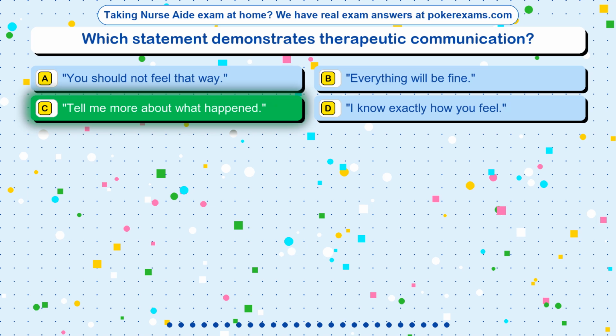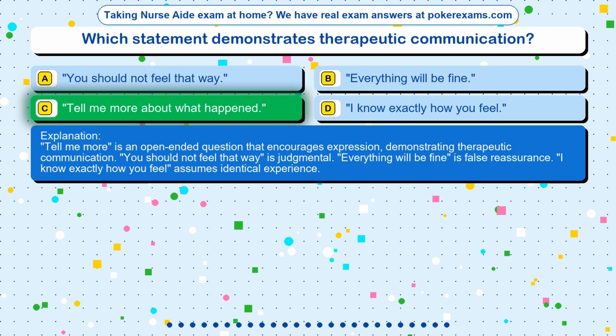The correct answer is option C, tell me more about what happened. Tell me more is an open-ended question that encourages expression, demonstrating therapeutic communication. You should not feel that way is judgmental. Everything will be fine is false reassurance. I know exactly how you feel assumes identical experience.